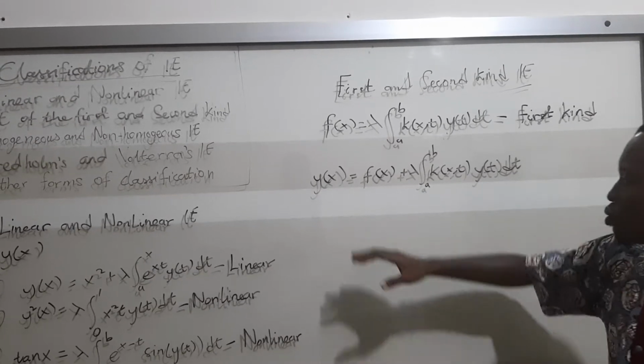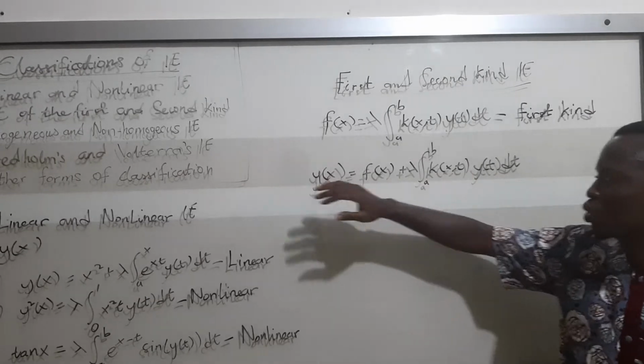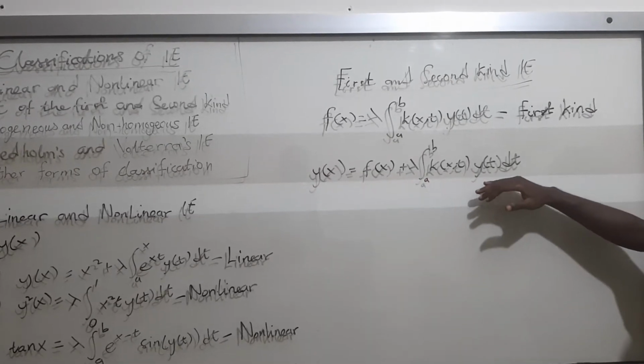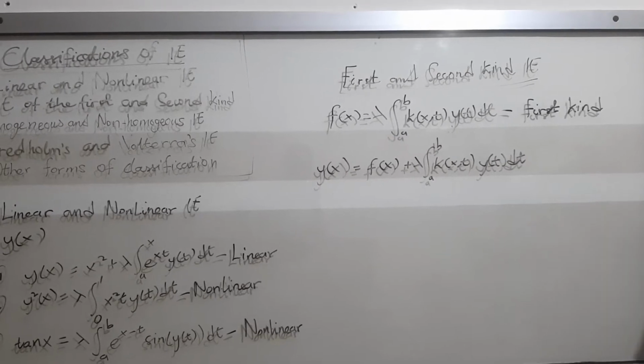And in the second equation, you can see that the unknown function appears on one side of the equation and also appears under the integral sign. So this integral equation is of the second kind.